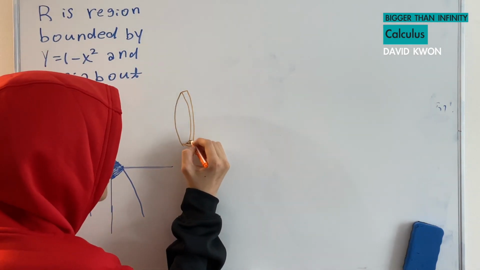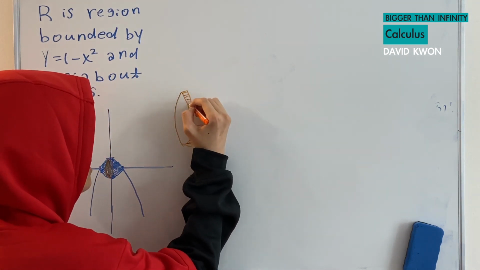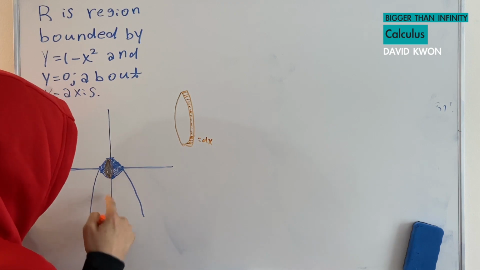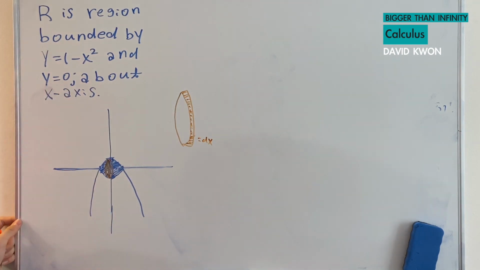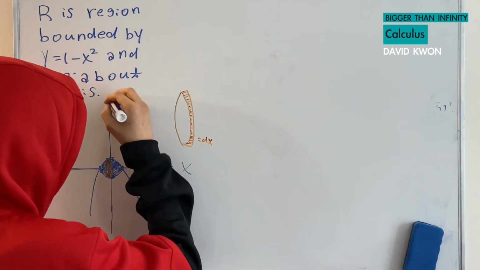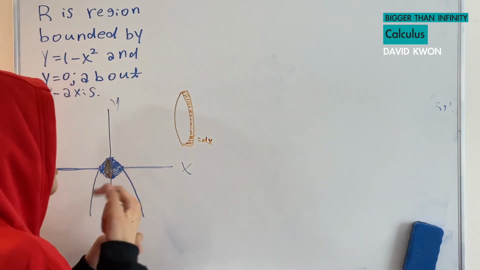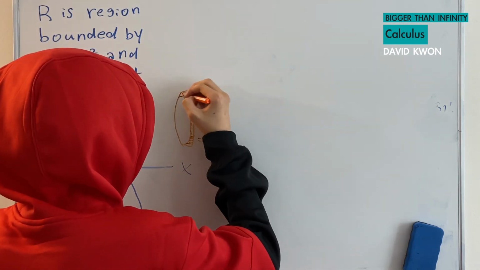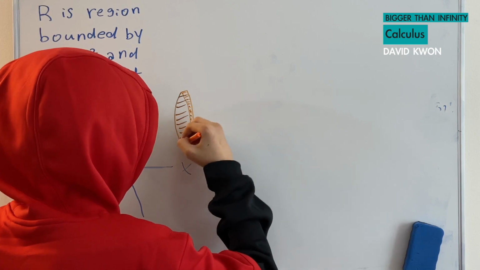And this very tiny length is equal to dx, because this is in terms of the horizontal line, and the horizontal line is the x-axis. So yes, this is going to be dx. And we will try to find the area of this circle.